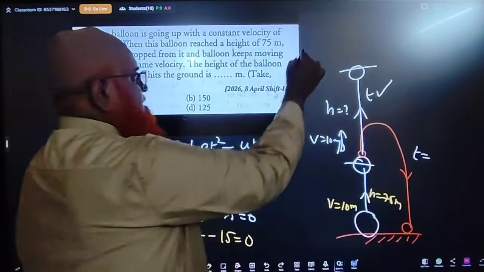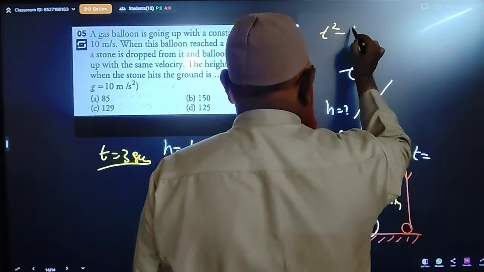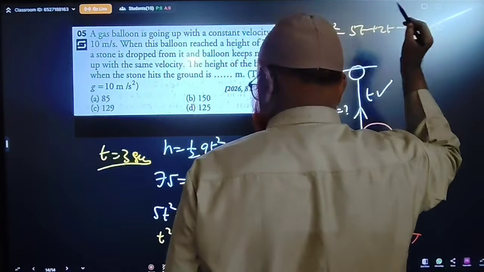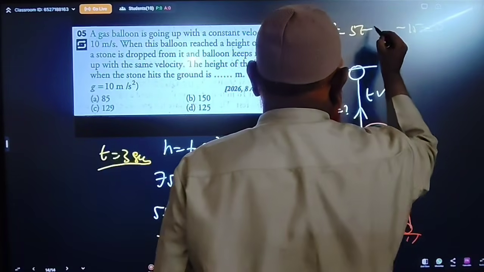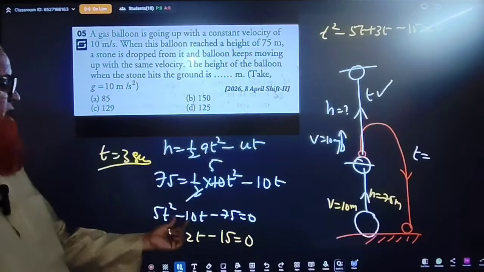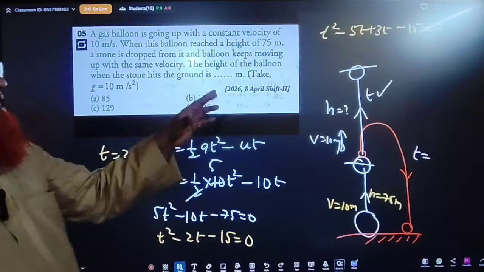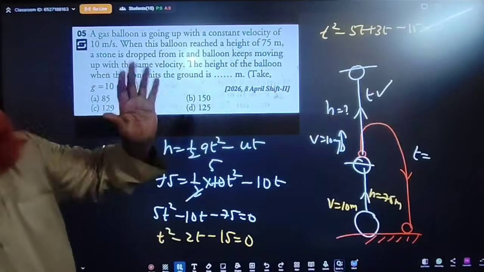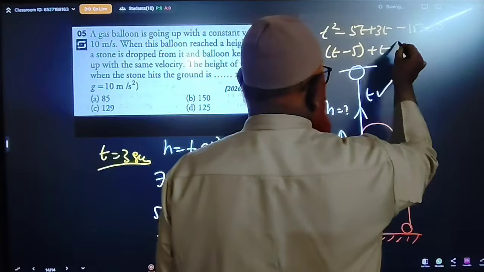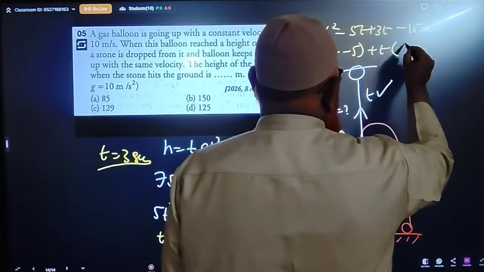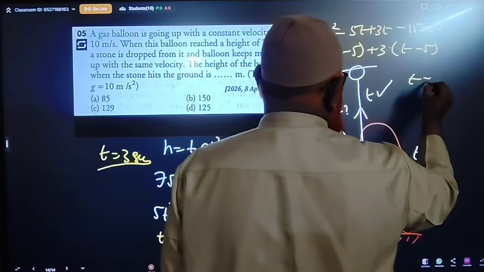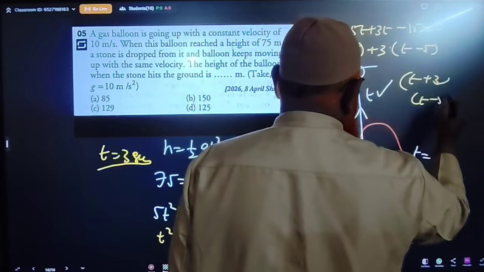So if you want t square minus 5t plus 2t minus 15 is equal to 0, plus 3t. See, if you add them, you are getting minus 2t. And if you multiply them, you are getting 5 3s, minus 15. So this is going to be this one. So t, if you common out, t minus 5, plus 3, if you common out, t minus 5. So t plus 3 comes here and t minus 5 comes here.